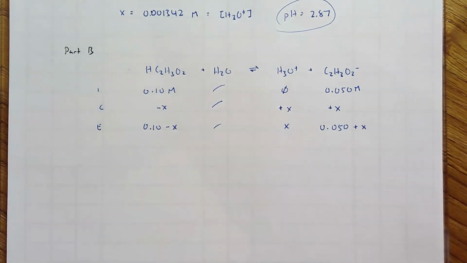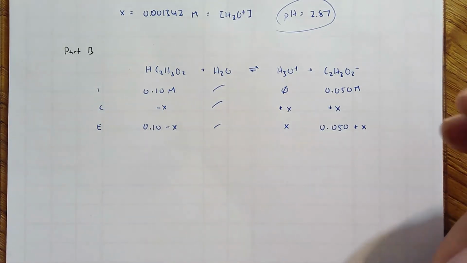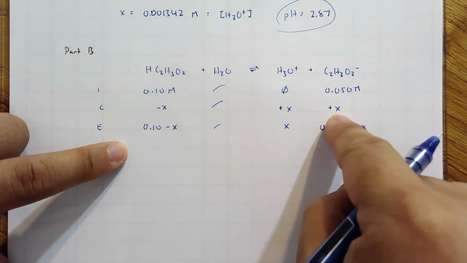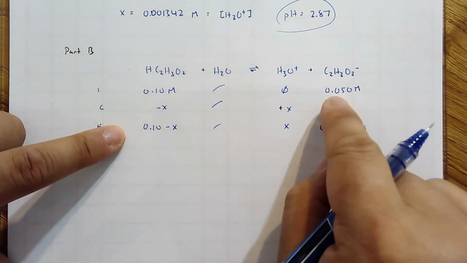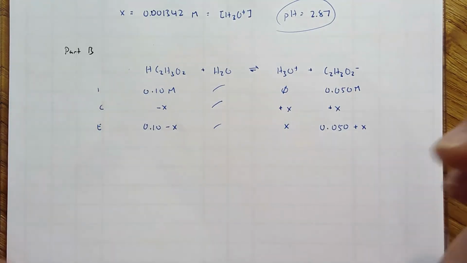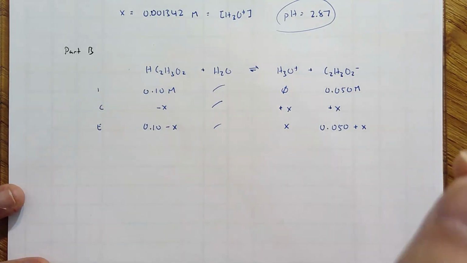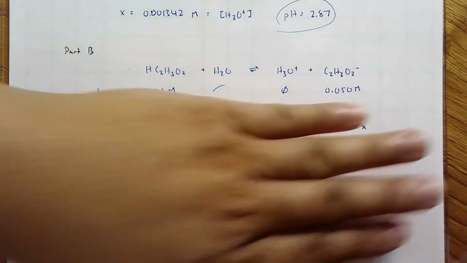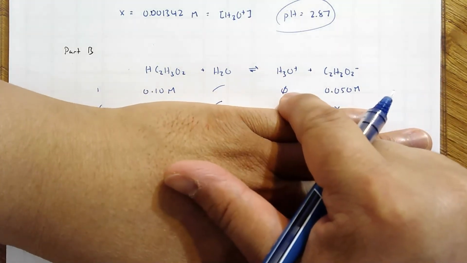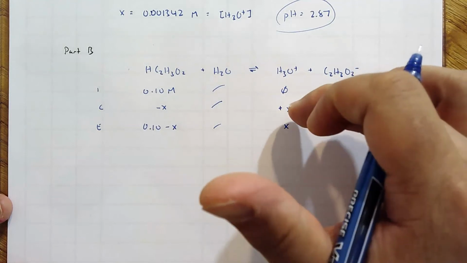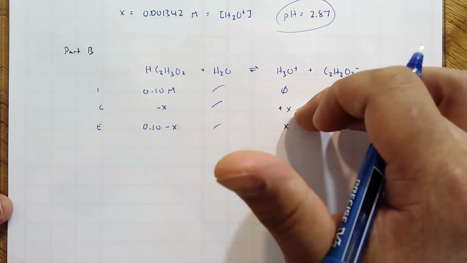Now, you may wonder, well, how do we know that it's plus x? How come we're not minusing x in this case? That's because in our Ka expression, we have H3O plus in the equilibrium expression. So that cannot stay 0. You have to add to the H3O plus.